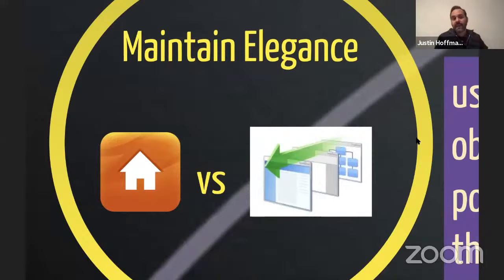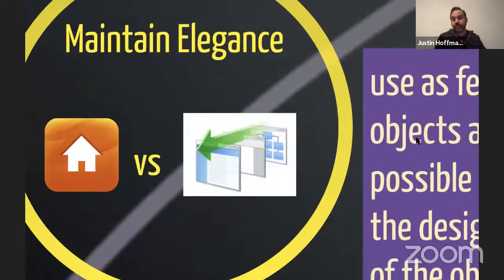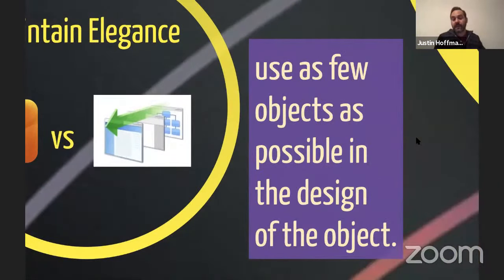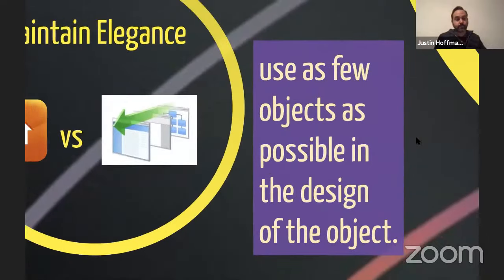The next part is maintain elegance. So the image to the right is home, and the image to the left is also home, right? And while the image to the right is a cool image showing different planes and going from the back of the site essentially to the front to try to signify home, just showing a house to demonstrate home is an easier way to navigate things around. So use as few objects as possible in the design of your logo.